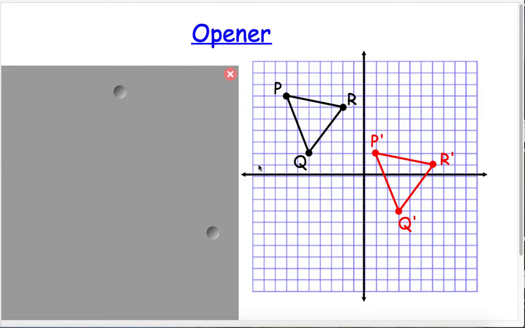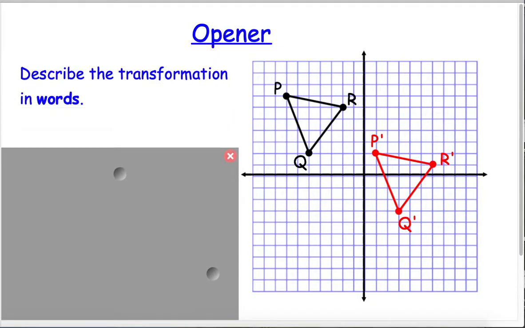So in this unit, we're working on transformations, and the first rigid transformation, where an object does not change size or shape, are called the translations. So I have a picture here of a triangle PQR in black, and its image P prime, Q prime, R prime that has been translated.